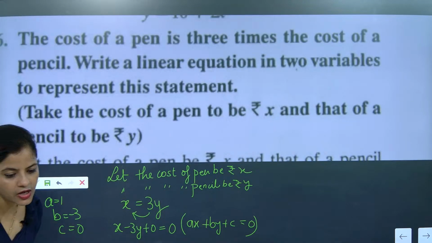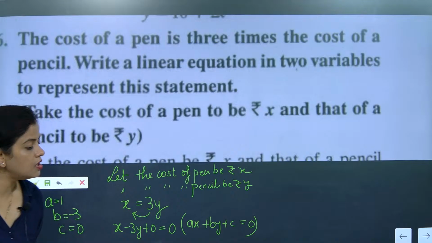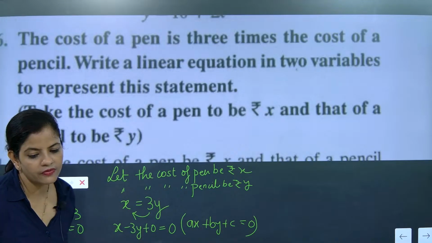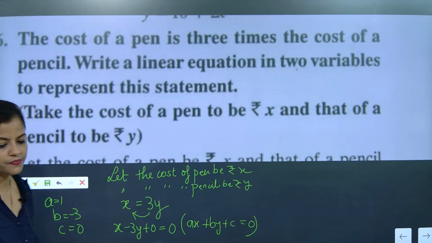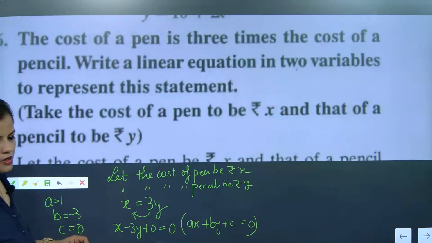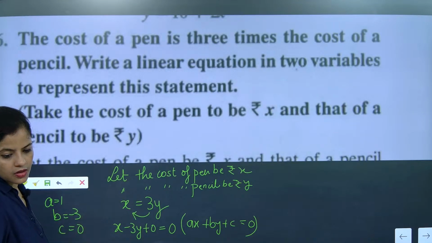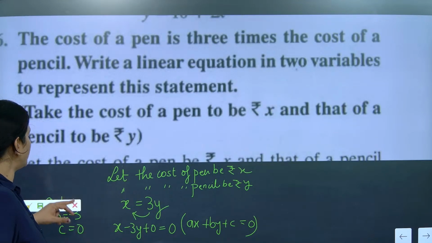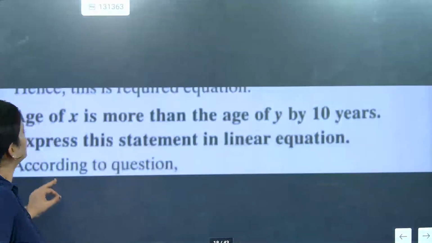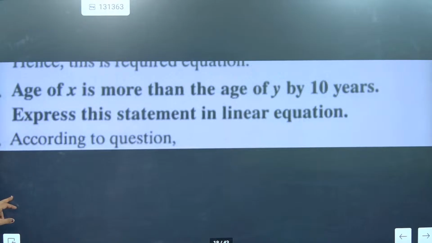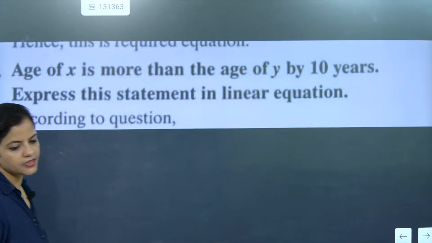A equal to 1, b equal to, beta, check one time. Understood? Easy. Okay, beta. Super. So now we will go for the next question, children. Let's go for the next word question. Very good. Now go for this. Come on, go for it, please.